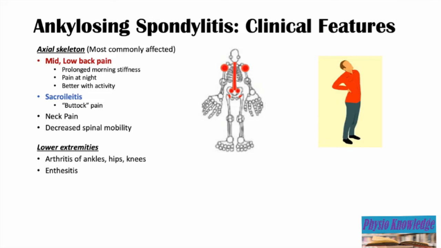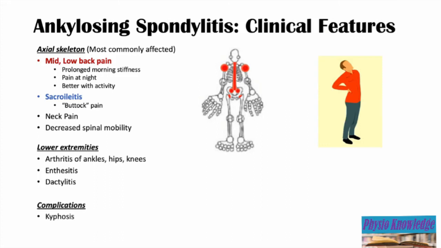We can see enthesitis. So enthesitis is an inflammation of where the tendon inserts into the bone. And typically with regards to this finding, we see heel pain. So pain of the Achilles tendon where it inserts into the calcaneus. And we can also see dactylitis. So inflammation of the toes can be found as well. So because of all these features, we can have certain complications.